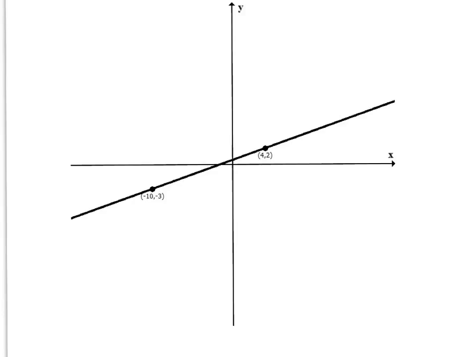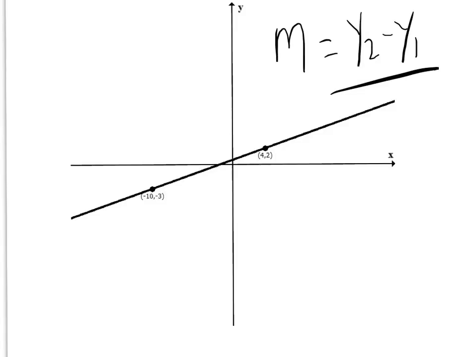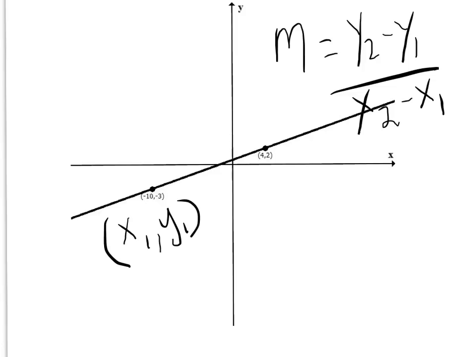In part C, we have to find the slope of the line using the 2 points, -10, -3, and 4, 2. And the slope formula that we need to use is m equals y2 minus y1 divided by x2 minus x1. Technically it doesn't matter which point you designate as x1, y1. So I'm going to go ahead and just do -10, -3 as x1, y1, which means that 4, 2 is x2, y2.